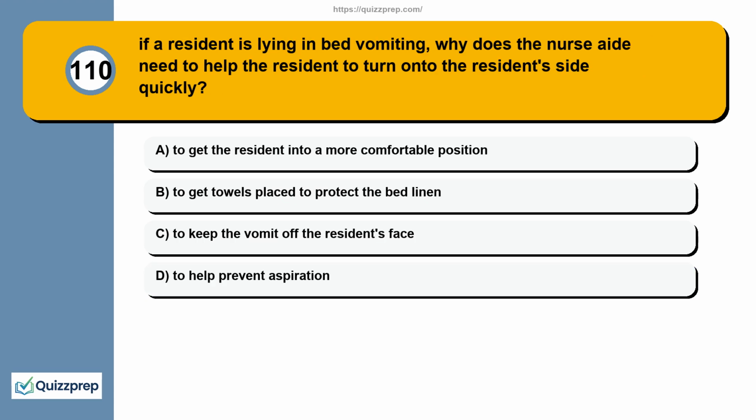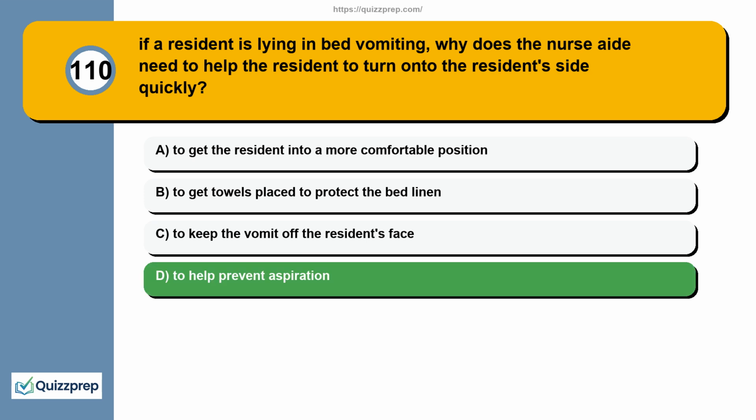Question 110. If a resident is lying in bed vomiting, why does the nurse aide need to help the resident to turn onto the resident's side quickly? Option A, to get the resident into a more comfortable position. Option B, to get towels placed to protect the bed linen. Option C, to keep the vomit off the resident's face. Option D, to help prevent aspiration. The correct answer is option D, to help prevent aspiration.